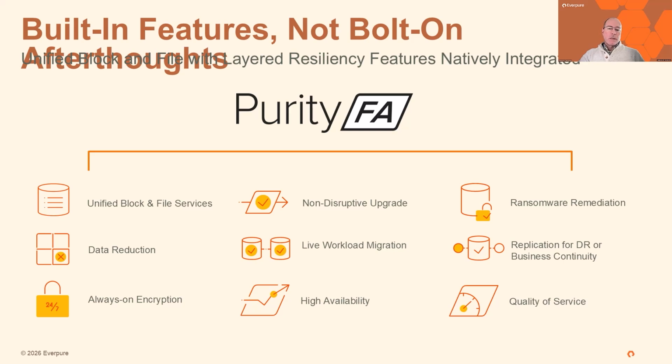For ultimate protection, we include replication for data reduction or for DR or business continuity to a second site or a cloud. And for data privacy, like I mentioned, always-on encryption ensures all your data at rest is secure without any performance penalty. And finally, we bake in quality of service, which lets you prioritize critical applications and ensure they always get the performance they need, even during peak usage.